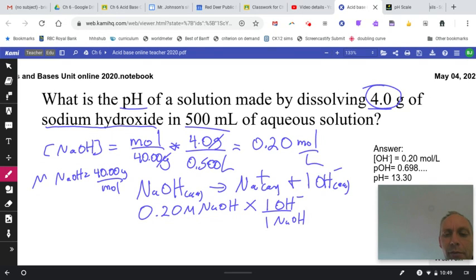Here's my puppy going bonkers. And it's the same, 0.20 molar. Ooh, that turned out messy. Let's try that again.